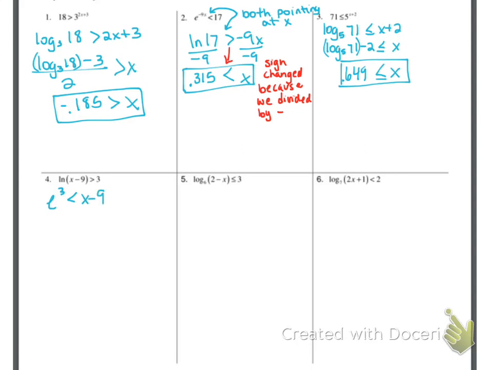Okay, for this next problem, I am going to change it to base e because it's a natural log. So e to the third is less than or equal to x minus 9. So when I add 9 to both sides, I get x is greater than or equal to 29.086. Now remember, I also have to do my part 2. x minus 9 is greater than 0, so x is greater than 9 when I move it to the other side.